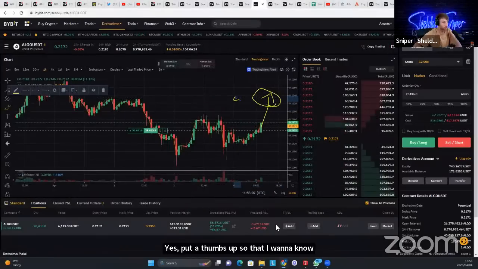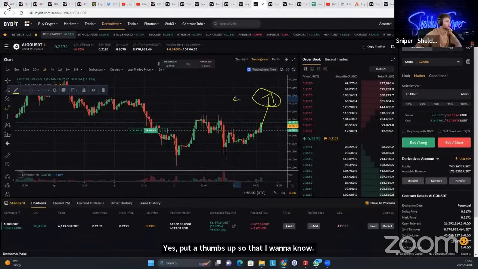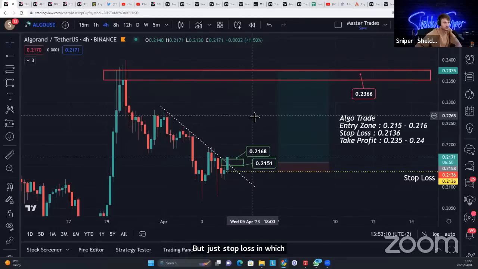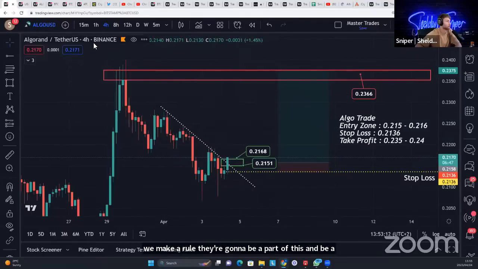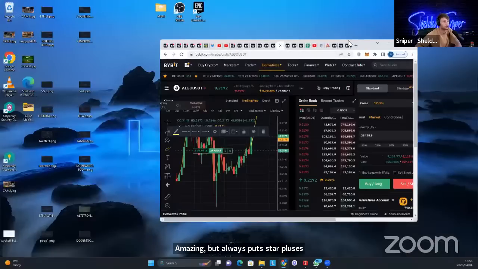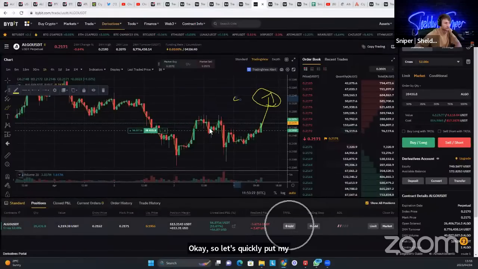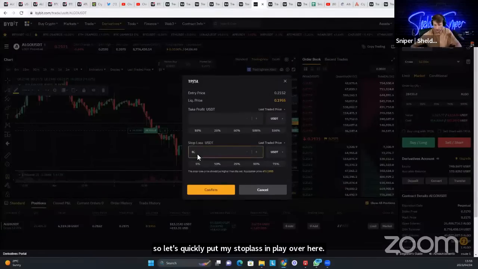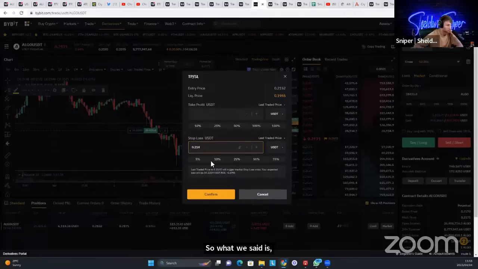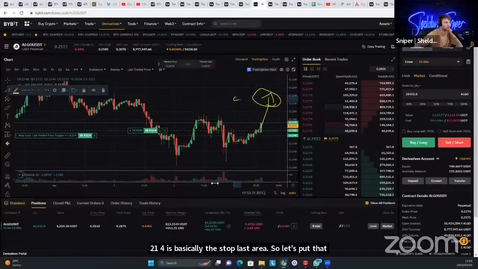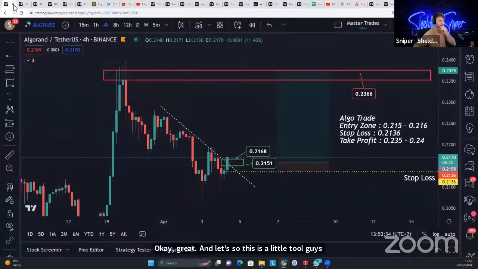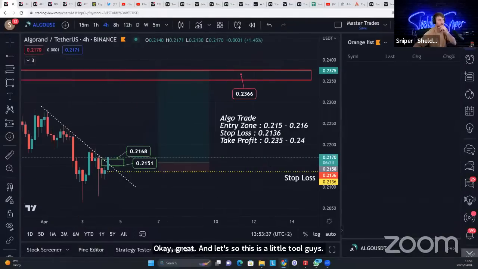Okay, so let's quickly put my stop loss in play over here. It looks good, guys. 21.44 is basically the stop loss area. So let's put that in. Okay, great. And this is the little tool, guys. Very easy. 0.214, so basically $34 at risk. Put that in for now. I'll put my TP in a little bit later. As long as you got a stop loss in. Okay, it's looking good. Algo should go to the moon.